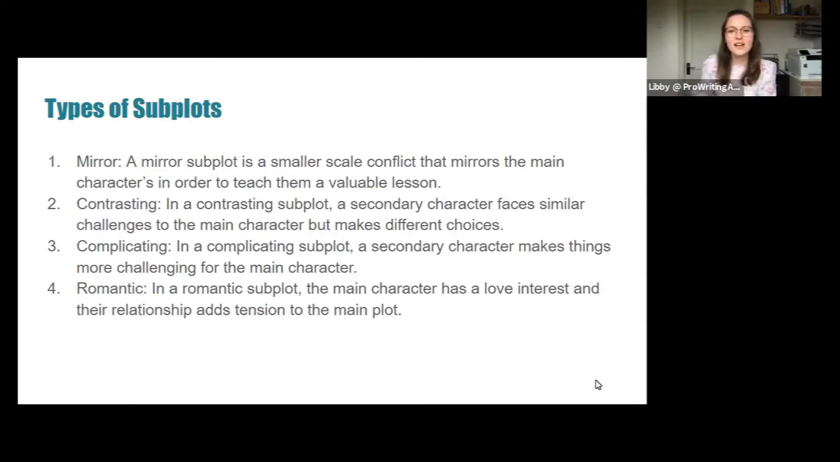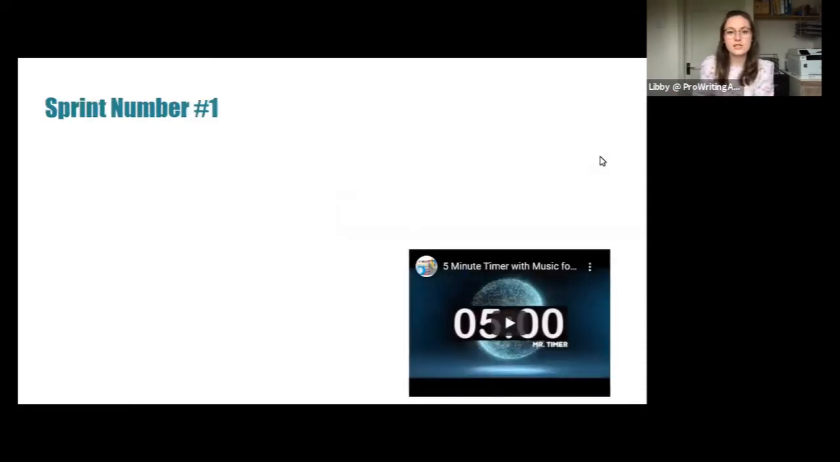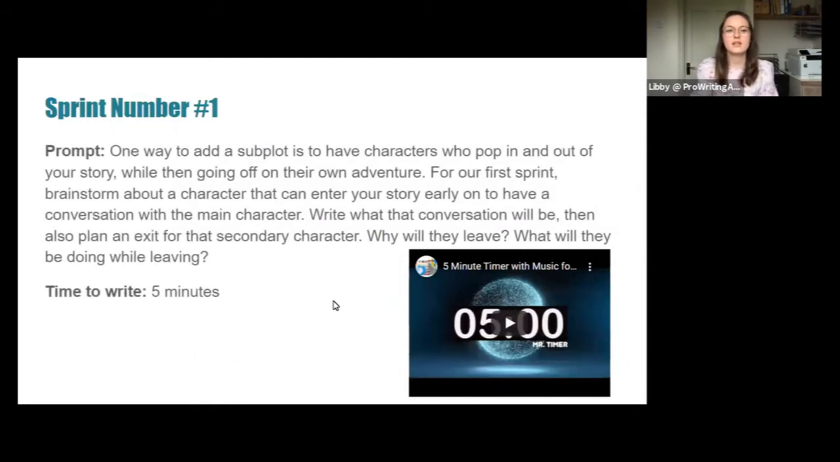So I think we will get started with sprint number 1. Your prompt is: one way to add a subplot is to have characters who pop in and out of your story while going off on their own adventure. For our first sprint, brainstorm about a character that can enter your story early on to have a conversation with the main character. Write out what that conversation will be, and then also plan an exit for that secondary character. Why will they leave? What will they be doing while leaving?